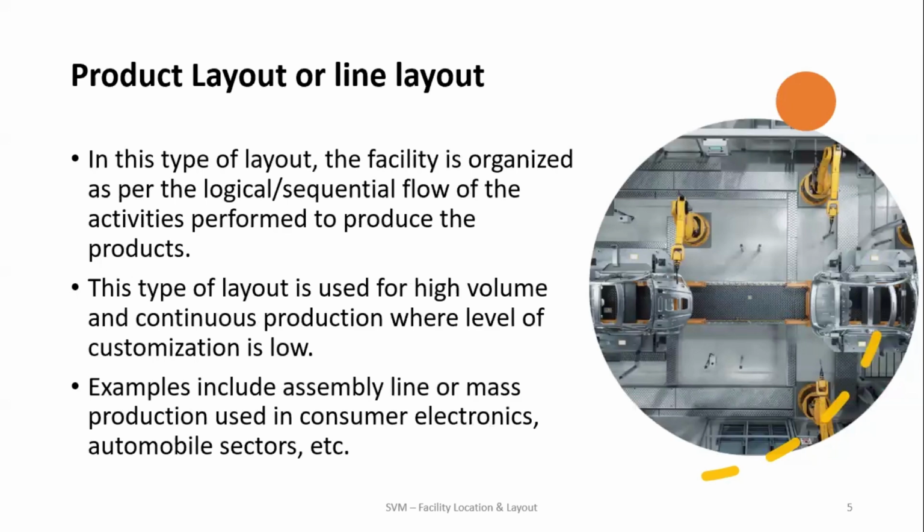Next is your product layout or line layout. In this type of layout, the facility is organized as per the logical sequential flow of the activities performed to produce the products. This type of layout is used for high volume and continuous production where the level of customization is low. Examples are assembly lines or mass production in consumer electronics or automobile sectors, etc. They use this product layout.